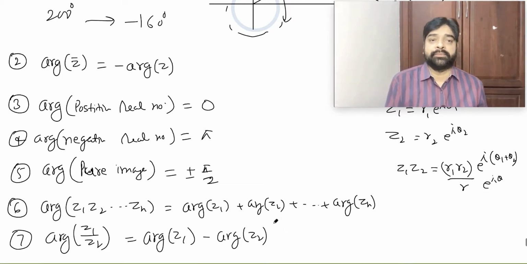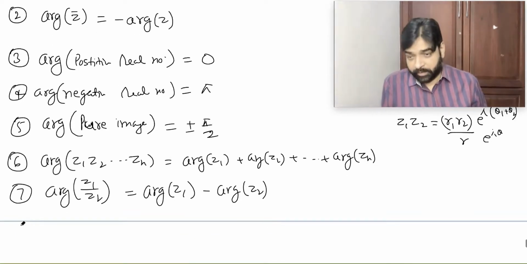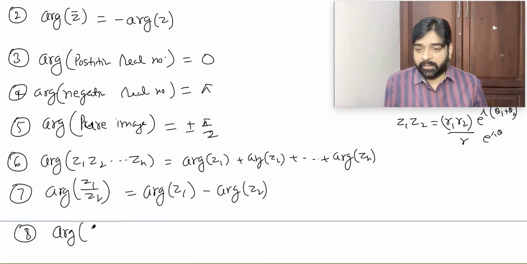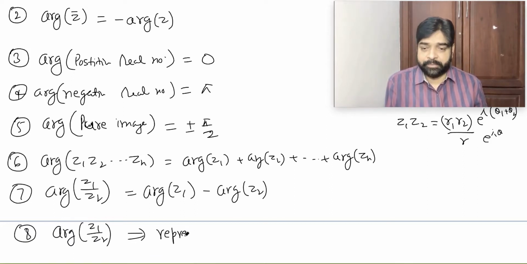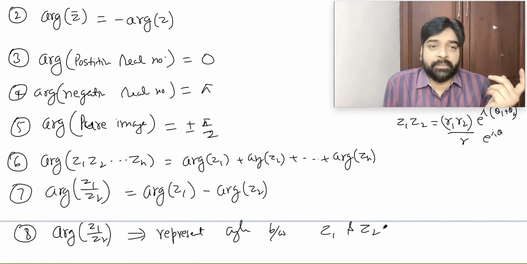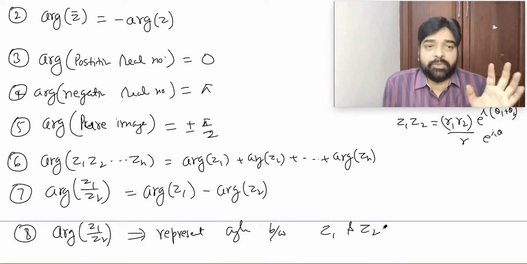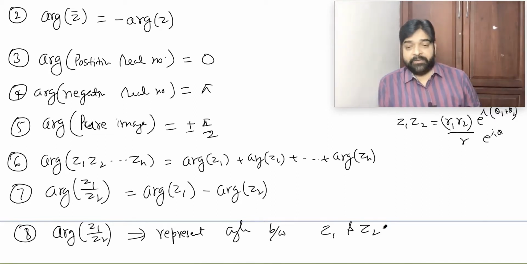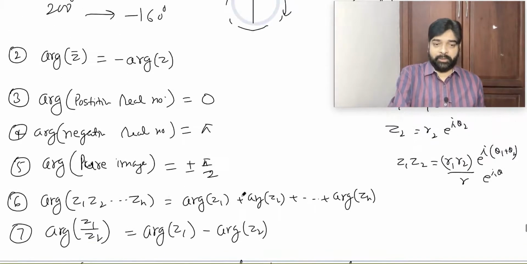Is this clear? Another very important point. Argument Z1 by Z2 represents the angle between Z1 and Z2. Whenever you have to write the angle between two complex numbers, just get the argument of the division of those two complex numbers. That's all. It's a very powerful tool and is going to be used very often. In fact, I told you here itself, but you have to understand.